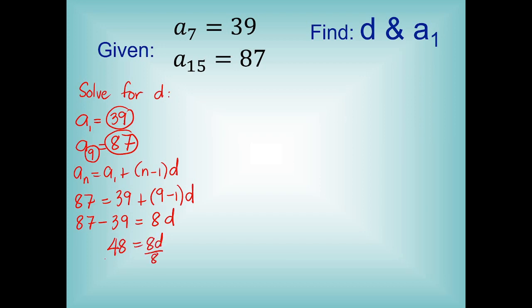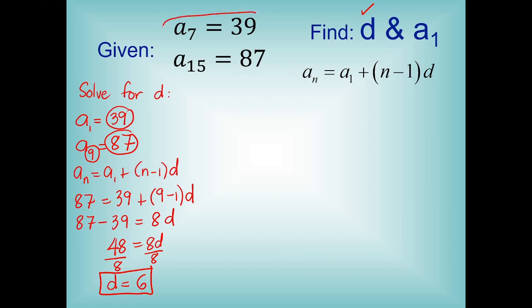Divide both sides by 8. What is the value of D? 48 divided by 8. That will give us 6. Okay, there you go. This is now the common difference. Now, let's solve the first term and let's go back to our problem. Okay? Sir, can we use a sub 7? Yes, you can. Now, let's use a sub 7.